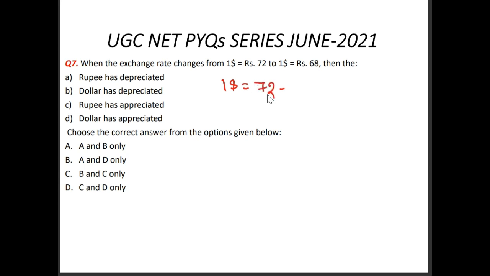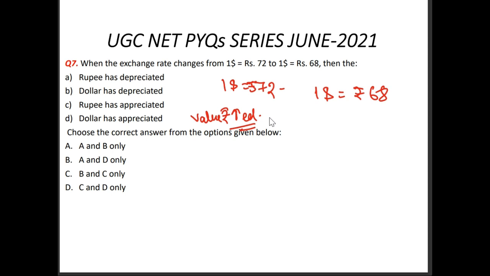$1 is equals to 72 rupees, right? And $1 is equals to 68 rupees. तो अगर हम 72 रुपीज देंगे आपको तो आप मुझे $1 देगा. If I give you 72 rupees then you will give me $1. But now if I want to purchase $1 then I have to pay 68 rupees. इसका मतलब क्या है? हमारा जो रूपी का वैल्यू है, वैल्यू ऑफ रूपी हैज इंक्रीज्ड.